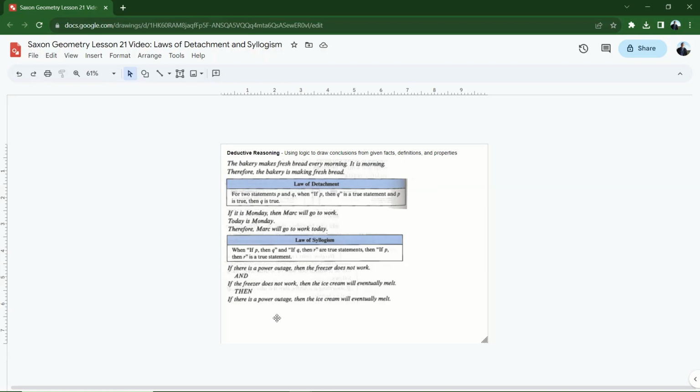All right, let's take a look at some practice problems involving the law of detachment and the law of syllogism as we use deductive reasoning to solve some problems.